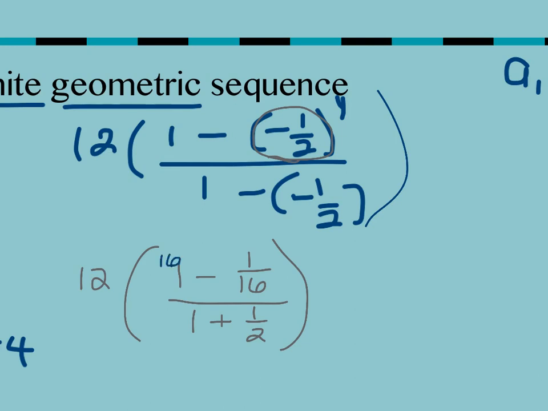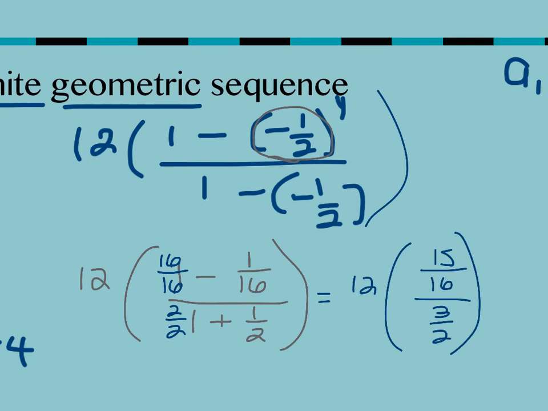And then you need to give these like terms or like denominators. So that's 16 over 16. This is 12 times 15 over 16 over, and then 2. And this is 3 over 2. And then I'm going to keep, change, flip.